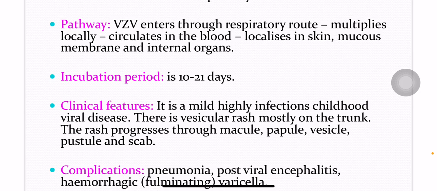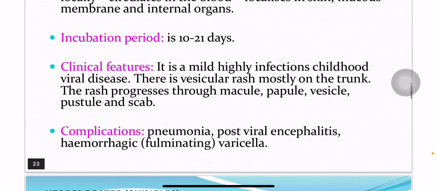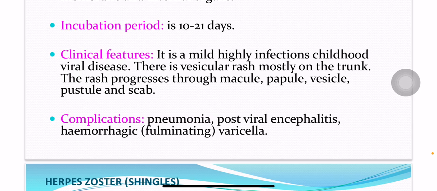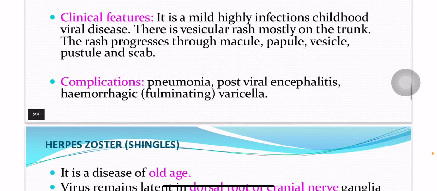In clinical features, it is generally mild. Varicella is a mild, highly infectious childhood viral disease. There are vesicular lesions, vesicular rashes, mostly on the trunk. The rash progresses through the macule, papule, vesicle, pustule, and scab stages. Complications include pneumonia, post-viral encephalitis, and hemorrhagic varicella.